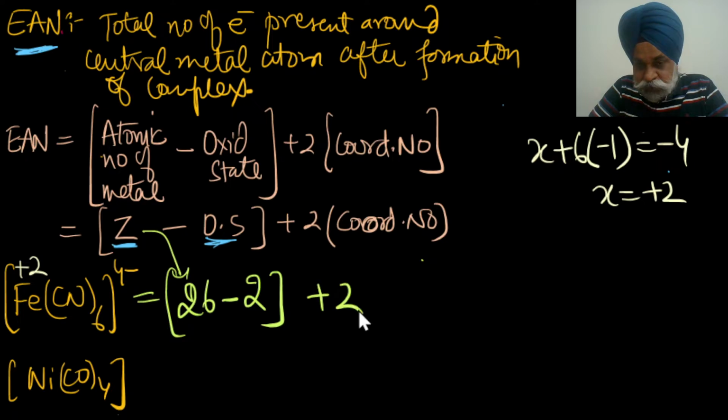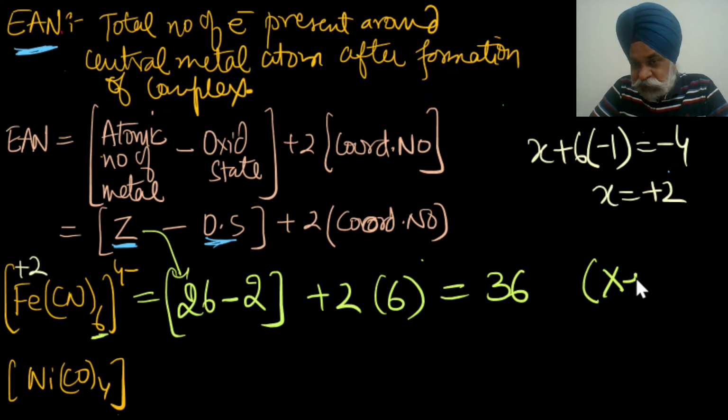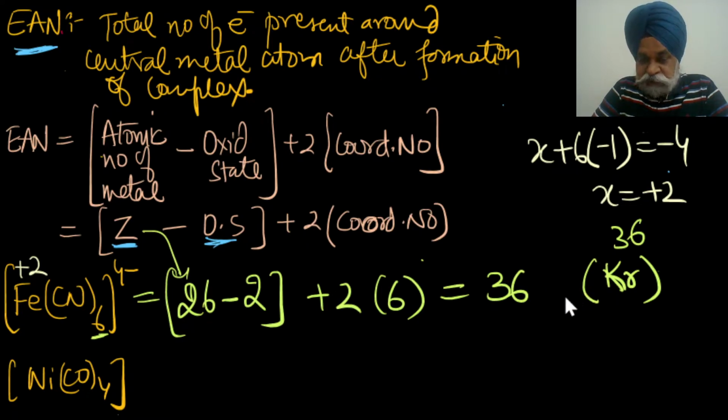and plus 2 into what is the coordination number. Because CN is a monodentate ligand, it is having a coordination number of 6, so it is to be multiplied by 6, and you happen to get 36. And 36 is a noble gas configuration pertaining to krypton. So krypton is having an atomic number 36. So this complex around iron, you have 36 electrons, which in a way makes it a stable one, because it has just acquired a noble gas configuration type of a thing.